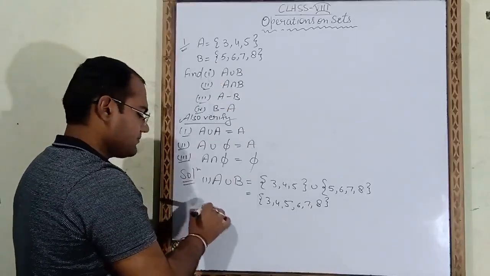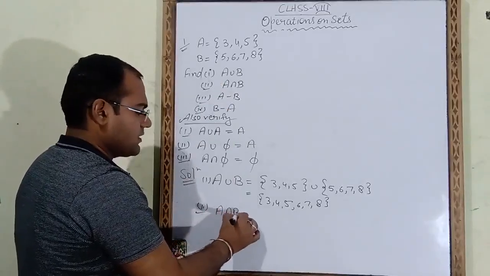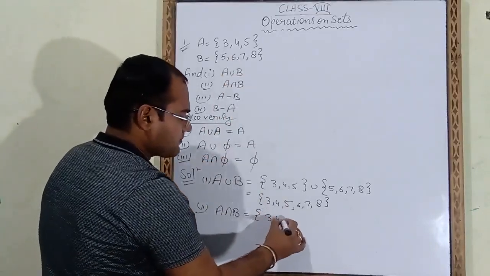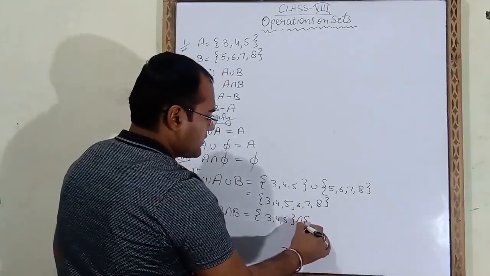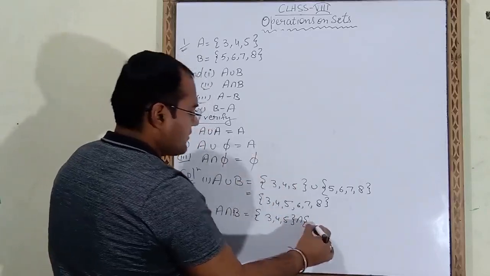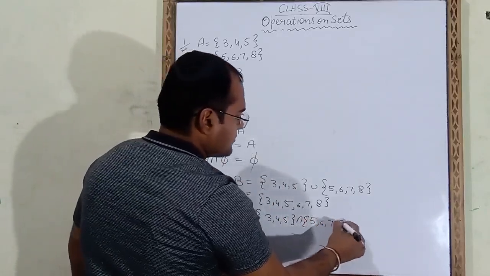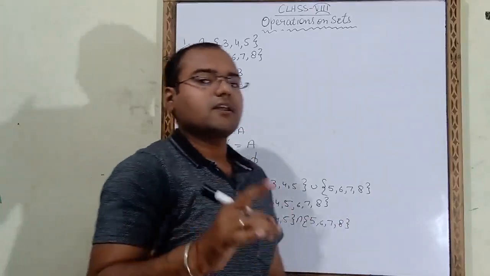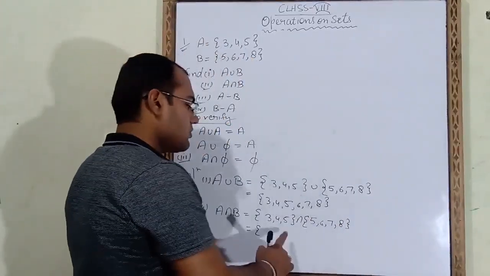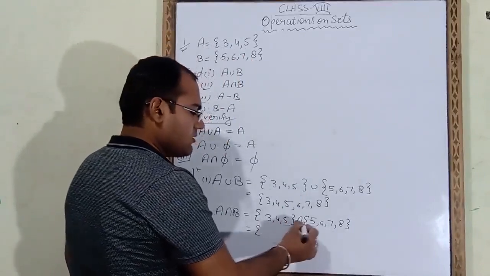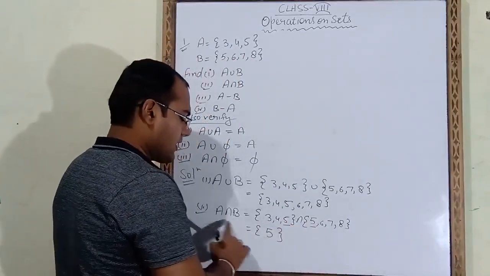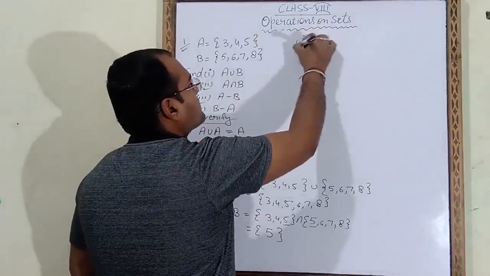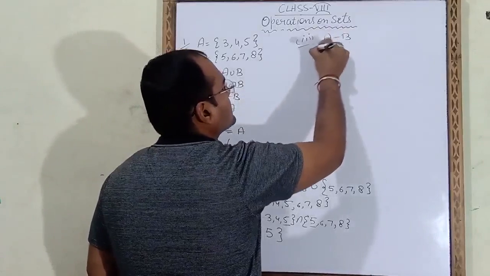Second part, A intersection B. A elements 3, 4, 5. Intersection B elements 5, 6, 7, 8. So in intersection, what we have to do? We have to find the common element. What is common in both? 5 is common in both. So the final answer of this part is 5. Now the third part. The third part is A minus B.